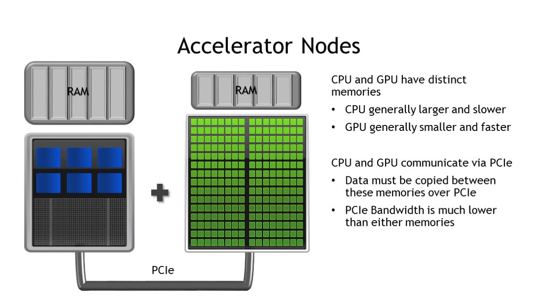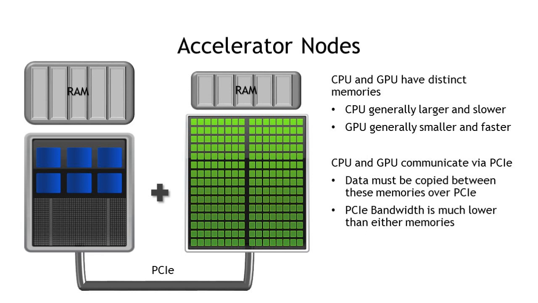So let's look at what an accelerator node looks like. We have said many times that there's a CPU and a GPU. The CPU has its own distinct memory, and this is a large memory that is relatively slower, and the GPU has its own memory that's relatively smaller but very fast. And the CPU and the GPU are connected usually via a PCI Express bus.